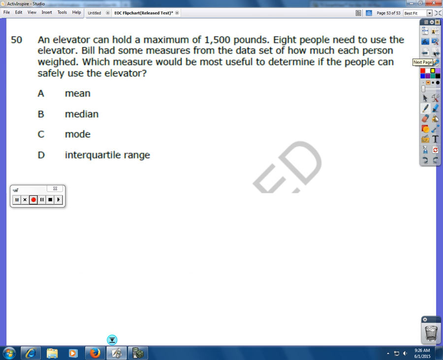All right, and our last question on the release test. An elevator can hold a maximum of 1,500 pounds. 8 people need to use the elevator. Bill had some measures from the data set of how much each person weighed. Which measure would be the most useful?